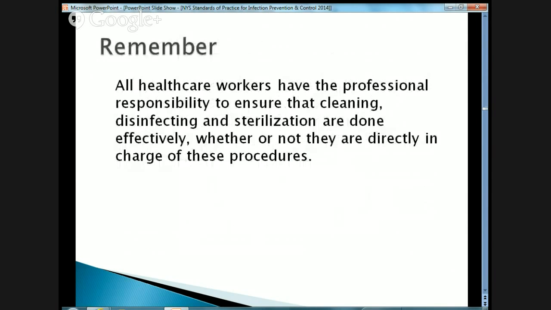That's the transmission-based precautions. Remember, all healthcare workers have a professional responsibility to ensure cleaning, disinfecting, and sterilizing are effected, whether or not they are directly in charge of the process. That's what I was talking to you about before. If you are a nurse on a unit and your PCT is not cleaning when they're going in and out of each room, that's your responsibility if you're in charge of them. If you're a doctor and you have an intern or a resident with you, which we don't have here for the most part, and they're not washing their hands or using hand sanitizer in and out of rooms, you are also responsible. All right?